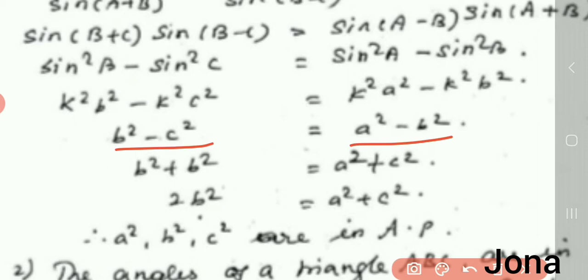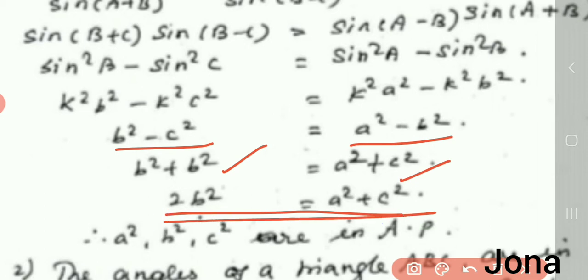Then I want to keep b square on one side. So keep b square plus b square and take this c square to the other side. It is a square plus c square, so 2b square equals a square plus c square. In arithmetic progression, we learnt that the middle number b satisfies 2b equals a plus c. Likewise, here also, so we have b square, a square and c square. So we can write this as a square, b square and c square are in AP.